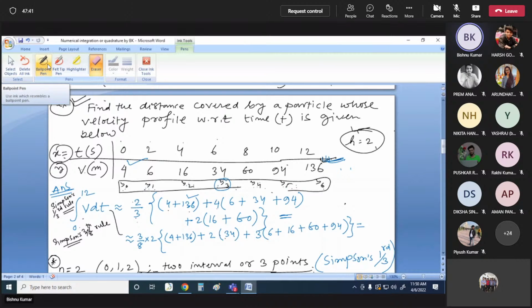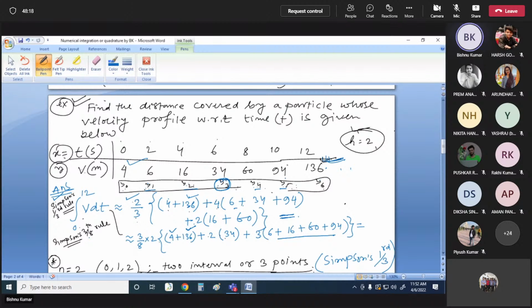Now for Simpson 3 by 8 rule, outside is 3 by 8 into h, where h is 2, then first point plus last point plus 2 into the intermediate multiples of 3. The multiple of 3 is only one point, since the next point is y6, but that is the last point, already considered. Plus 3 into the remaining y ordinates, which are y1, y2, y4 and y5, with values 6, 16, 60, 94. So that is the Simpson 3 by 8 rule and that is the Simpson 1/3 rule.